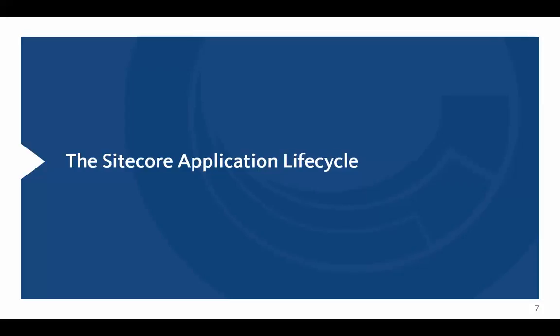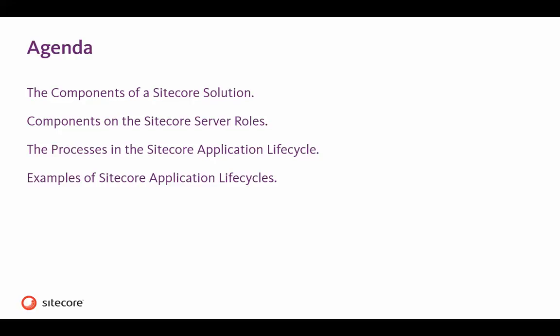So let's get down to looking at the actual life cycle and how we can move forward on that. First of all, we'll go through the different components. Then we'll try to match those components onto the server roles. So understanding how the different components of the solution fit onto servers and the different parts of a solution. Then we'll look at the processes. And then finally, we'll match the components and the processes together and try to look at some examples of how life cycles can actually be handled in the Sitecore development flow.